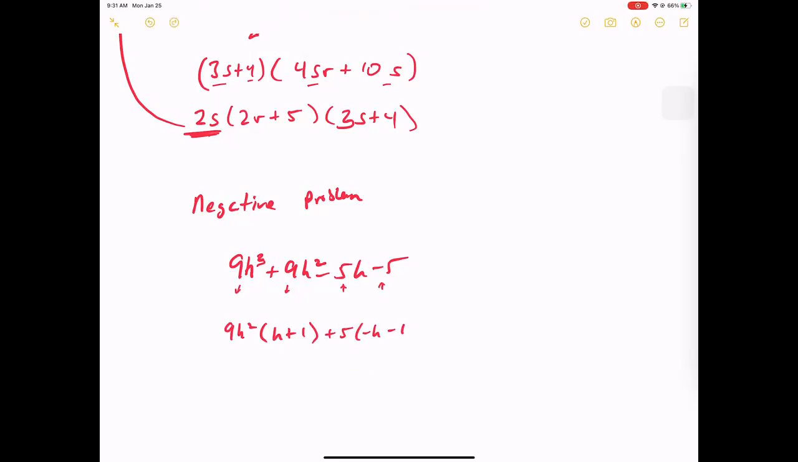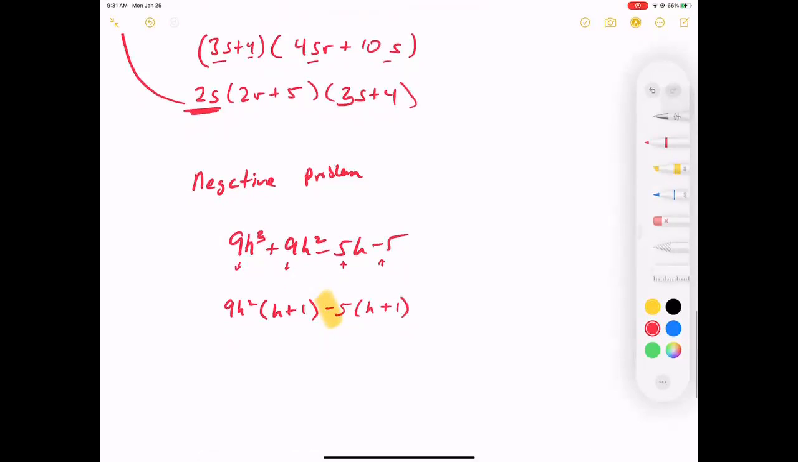So I'm going to go ahead and rewrite this. I'm not just going to take out a 5. I'm going to take out a negative 5. And if I factor a negative 5, that negative h becomes a positive h, and that negative 5 becomes a positive 1 when I factor it out. So the key thing to realize here is that I need to bring that negative with me. If the terms don't match up because of the signs, it's because you need to factor out a negative. And then we have our common h plus 1 now that we can factor out, and we have left over 9h squared minus 5. And I can't factor out anything else, so we're good.